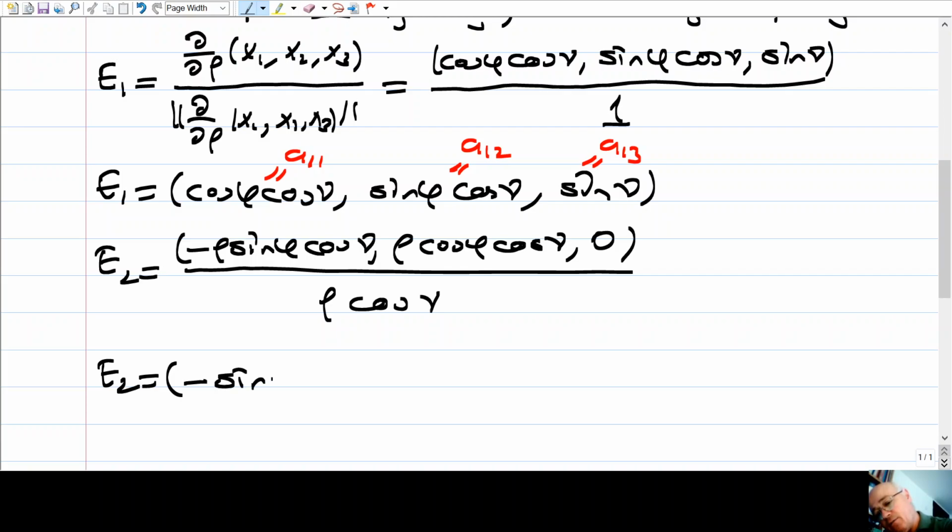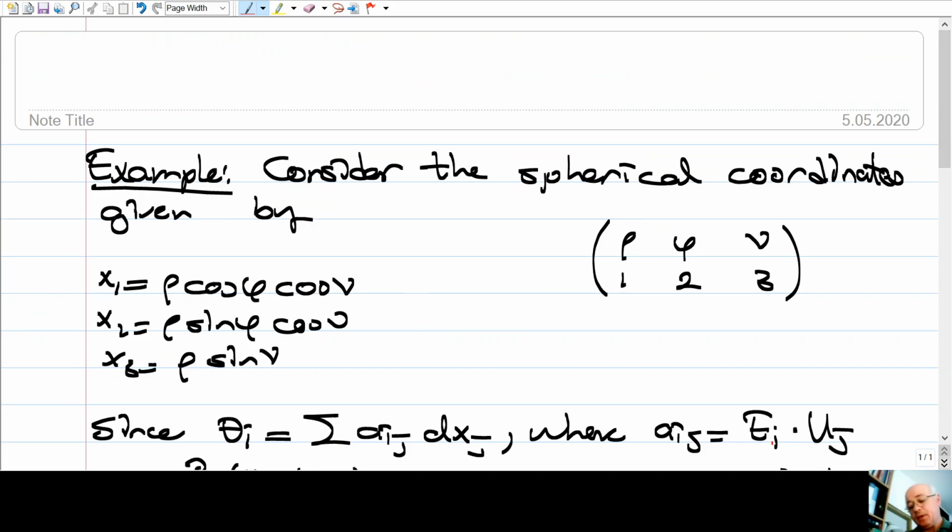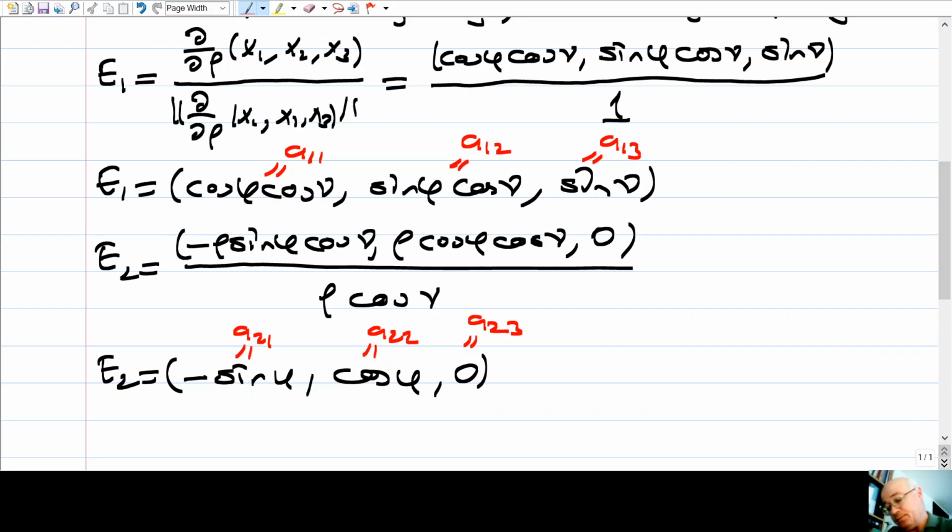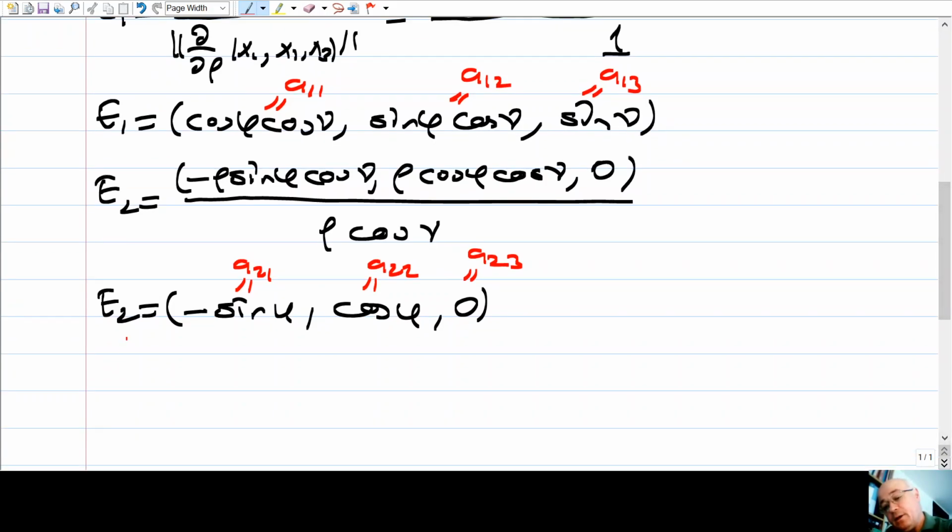Minus sine phi, cosine phi, and then 0. All right, so this is A21, A22, and A23, because Aij is just Ei dot Uj. The Ui's are the standard natural frames on R3.